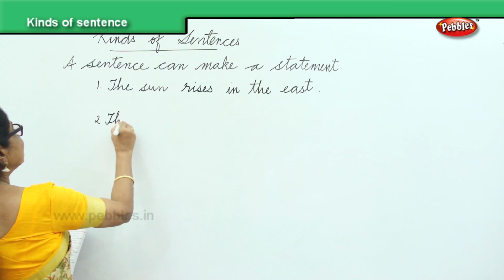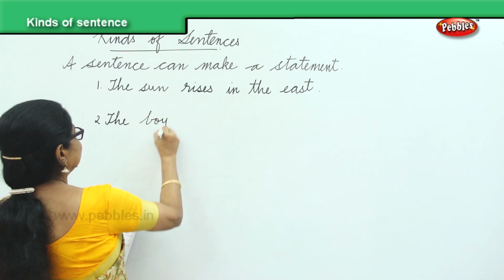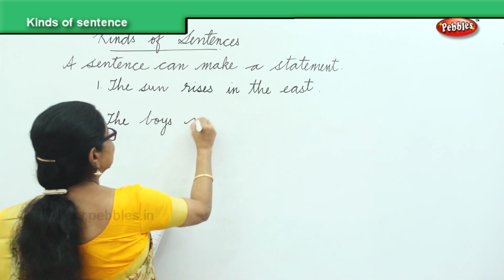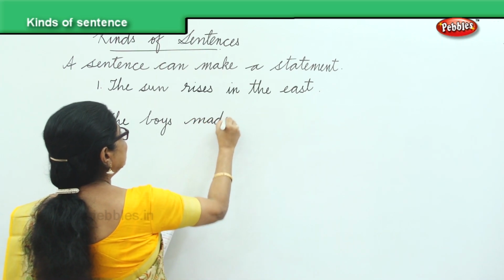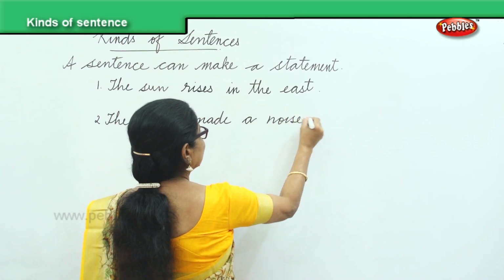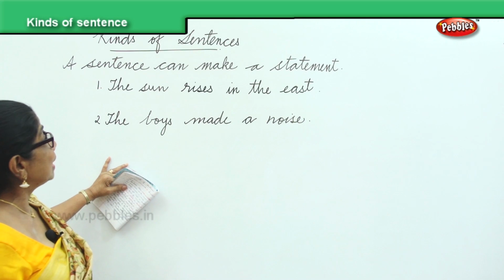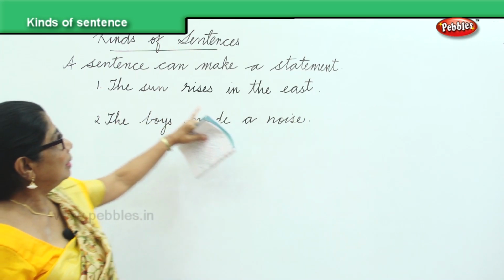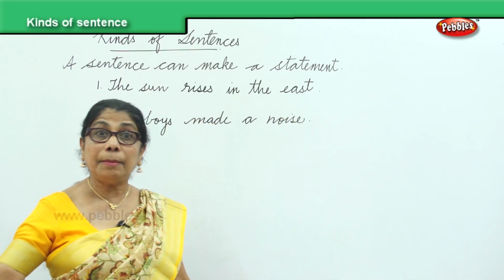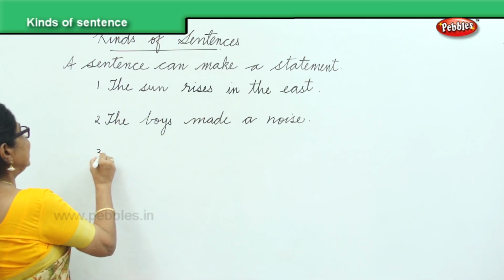the boys made a noise. The boys made a noise. That's another statement. A sentence can make a statement. The sun rises in the east. The boys made a noise. Another statement.